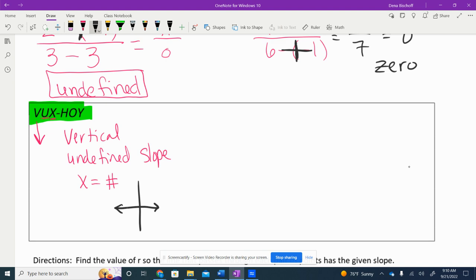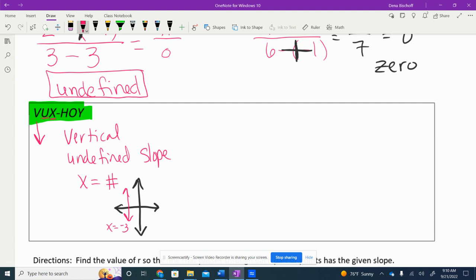I'll draw you a little picture. If I were to graph the equation, this is the equation x equals negative 3. That is a vertical line. That means it has undefined slope, and it's x equals a number. That's what VUX stands for. VUX: vertical, undefined, x equals. Okay? Does that make sense? Vertical, undefined, x equals.